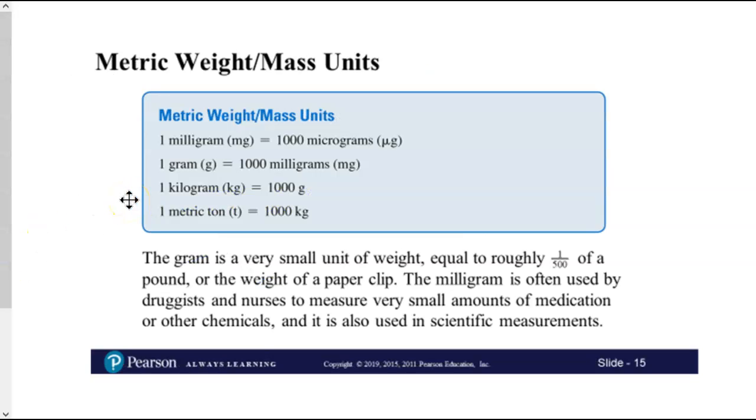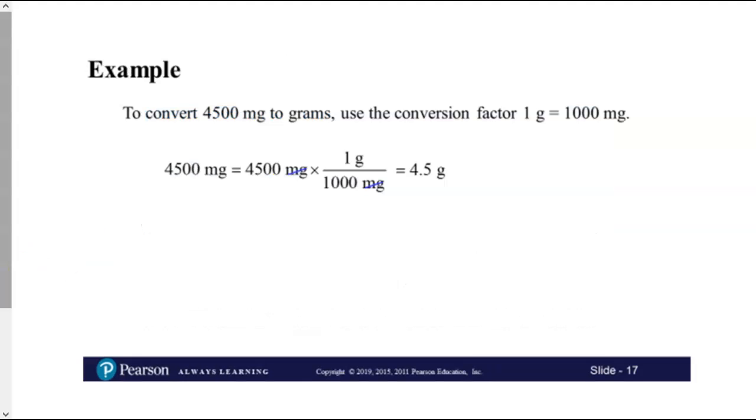Metric weight and mass units aren't too different. Again, a gram is about the weight of a paperclip, and you use many of the same prefixes that we used before. And notice one thing that I want to point out, because this will be something that we are using in a later problem, that micrograms and milligrams have a designation, that little Greek mu versus a regular m, because we will be doing some conversion later with that.